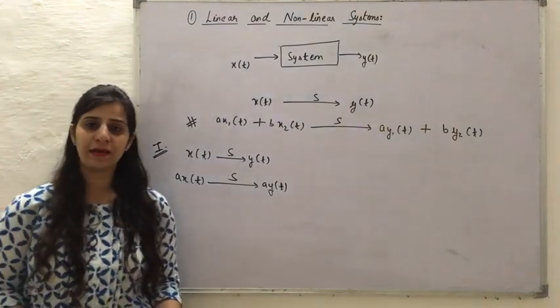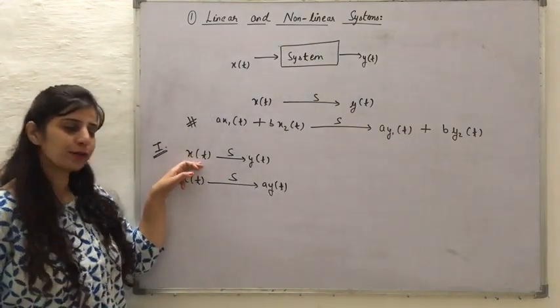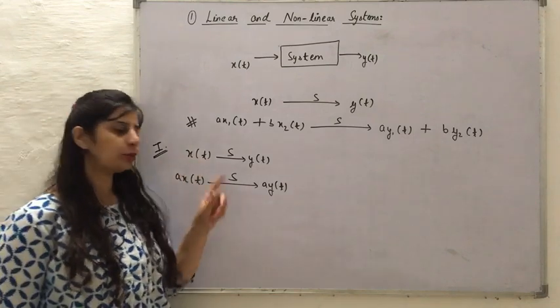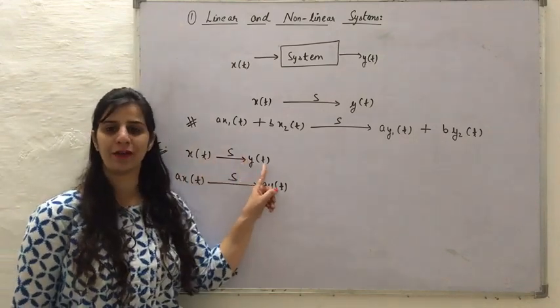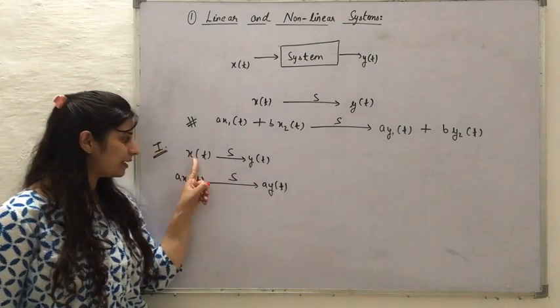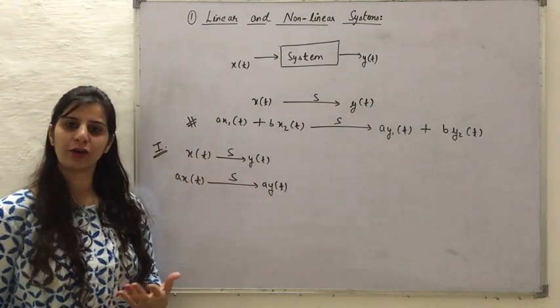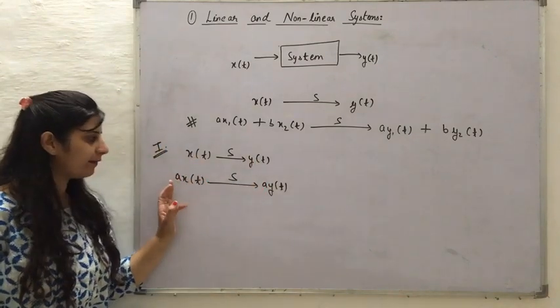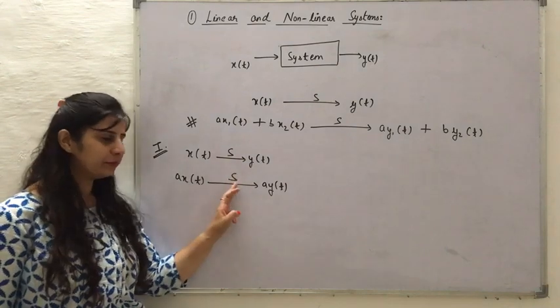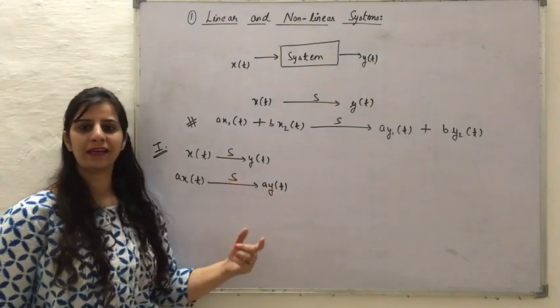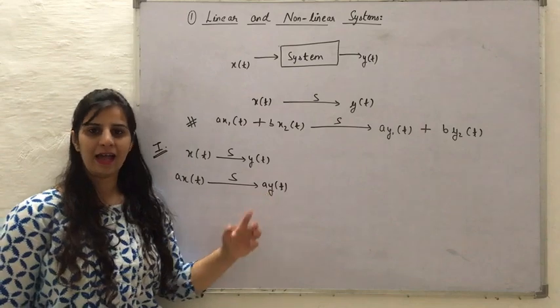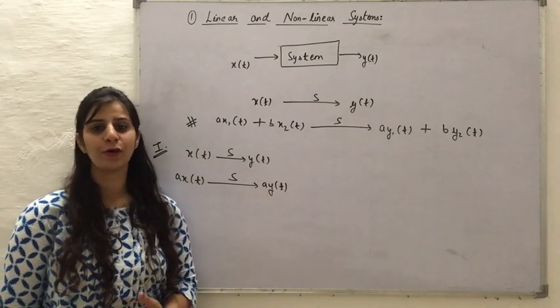The first principle is, suppose we have the signal as x of t, and when we pass it through the system, we get the output as y of t. If this signal is multiplied by a factor or constant a, and then given to the same system, then the output should also be multiplied by the same factor, and this principle is called the homogeneity principle.